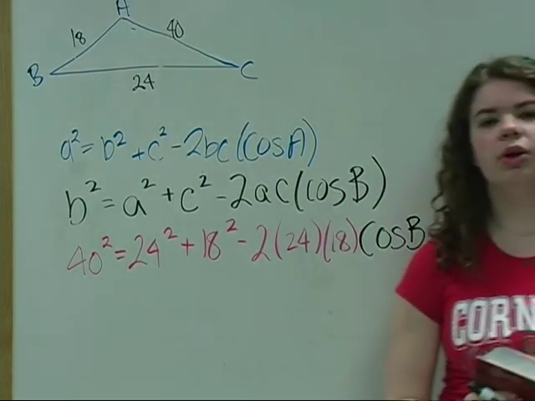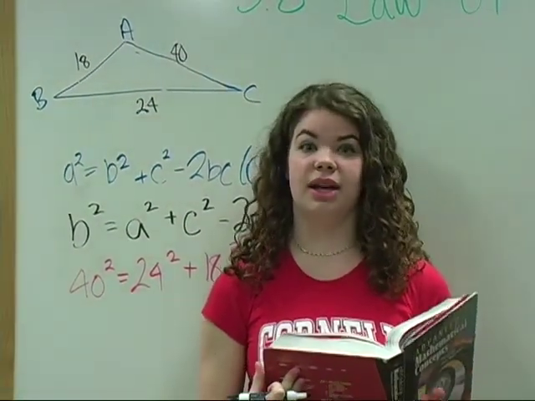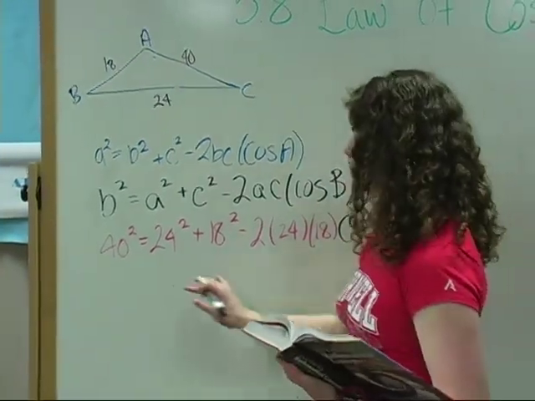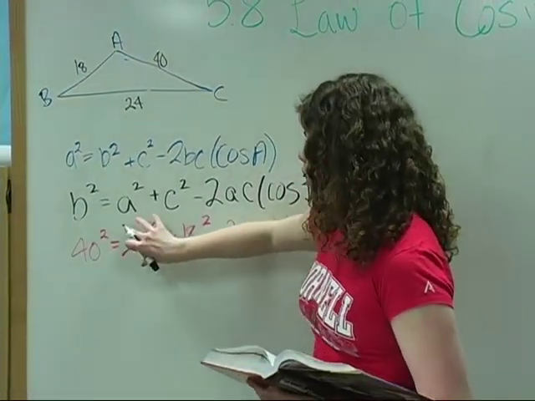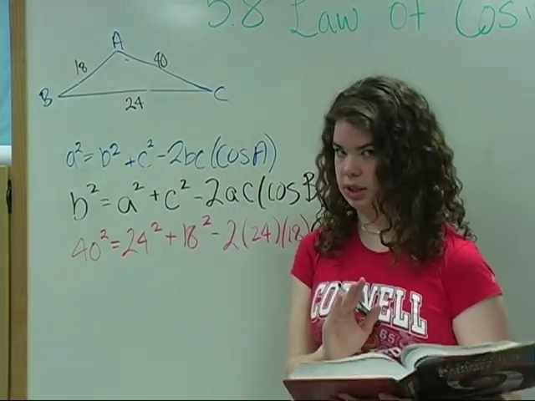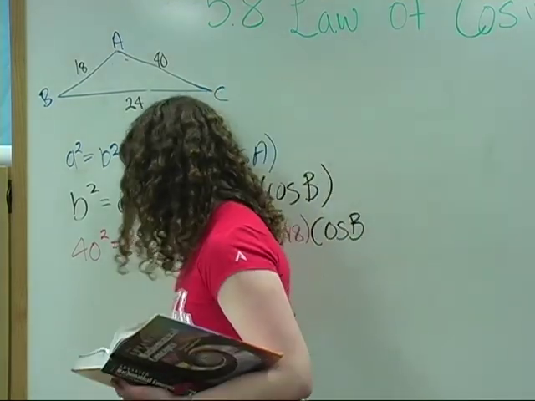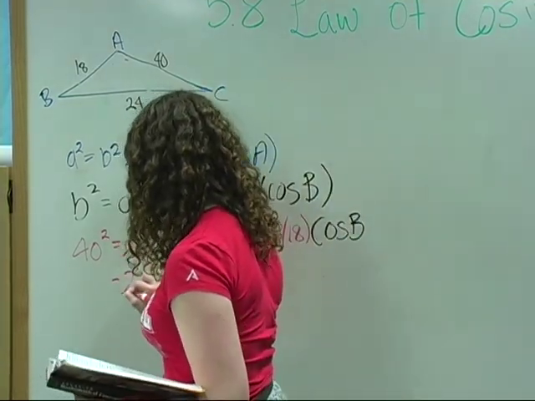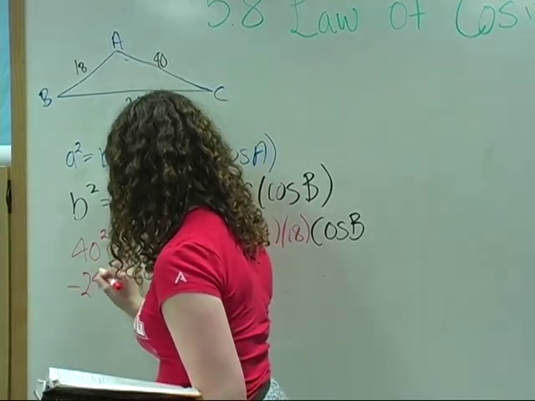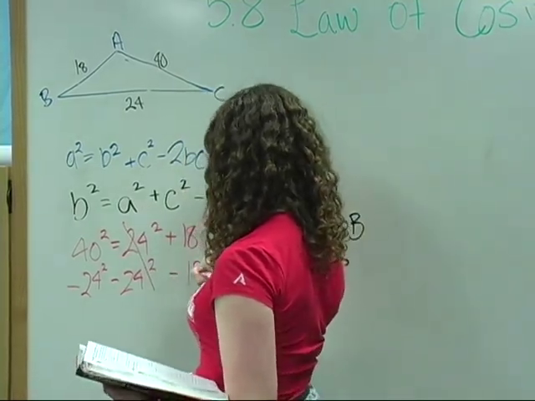Okay, so now what do we generally have to do with all numbers in our equations? We have to get them to the same side of the equation. So in order to do that, we're going to start by subtracting out our single parts of the equation. So this is attached to cosine B, so we're not going to touch that yet. We're going to first subtract out these variables. So we're going to subtract 24 squared from both sides, and that cancels out. We're also going to subtract 18 squared from both sides.